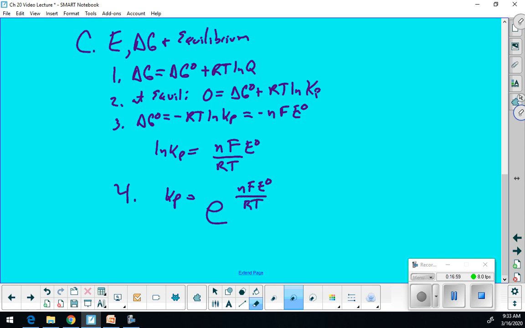And then you just have to make sure all your units work here, right? So my F is in joules per volt mole. My E is in volts. So my R needs to be in joules, right? So that means my R is going to be 8.314 joules per mole Kelvin. And then I need to have my T in Kelvin. All right? Cool. There we go. nFE° over RT is how we can figure out my K.